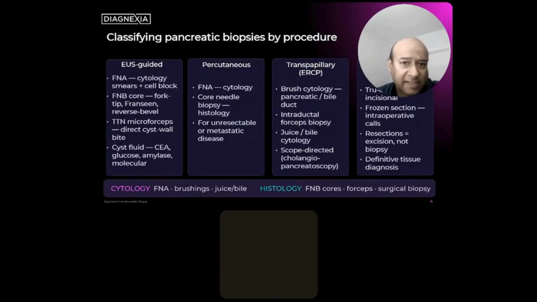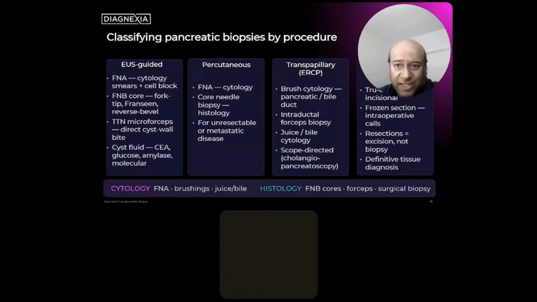Less commonly seen these days are percutaneous biopsies. Again, you can do it as an FNA and the same cytology techniques would apply. And you can get a core needle biopsy, and that is akin to doing the histology. This is usually used in patients who have unresectable cancers or in which metastatic disease is suspected, and they just need a tissue diagnosis to commence treatment, be it curative or palliative, most likely palliative if it's unresectable.